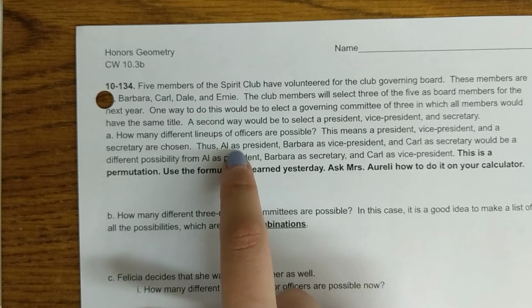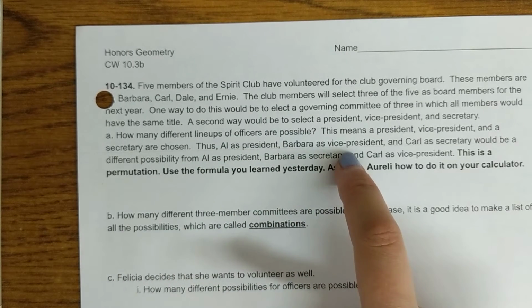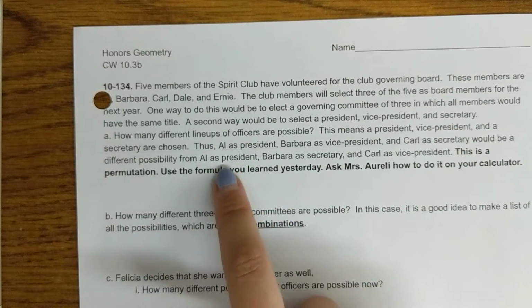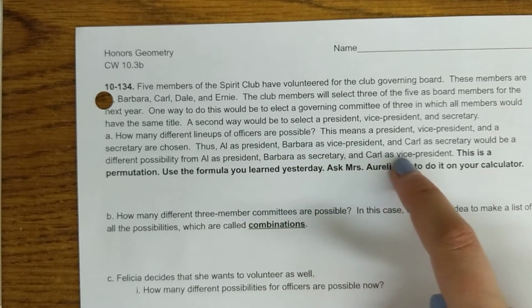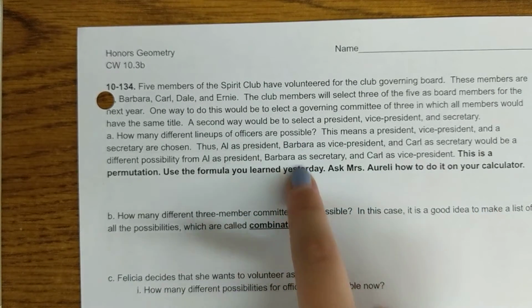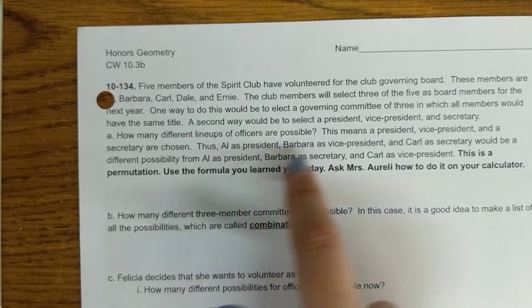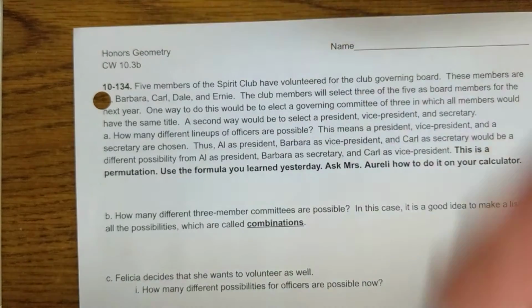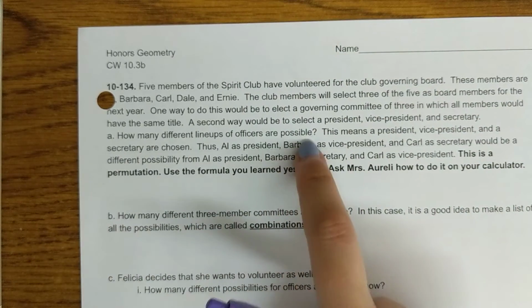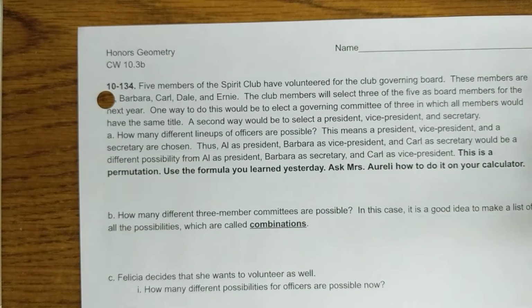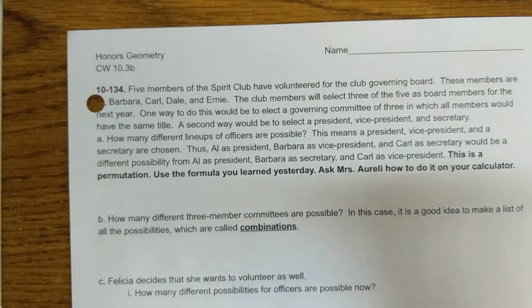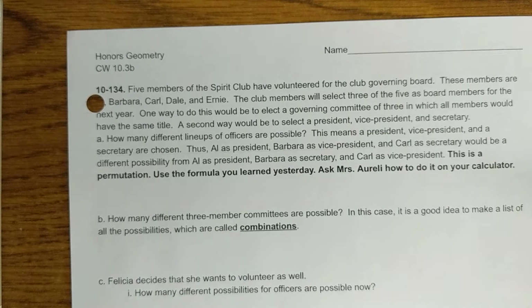Thus, Al as president, Barbara as vice president, and Carl as secretary would be a different possibility from Al as president, Barbara as secretary, and Carl as vice president, okay? So you see the distinction: same group of people, Al, Barbara, Carl, but different jobs made it a completely different option. Another way of doing it is with Barbara being secretary rather than VP, okay? So same people, but the order does matter because there's a clear distinction between their jobs. So we're going to plug it in as a permutation.